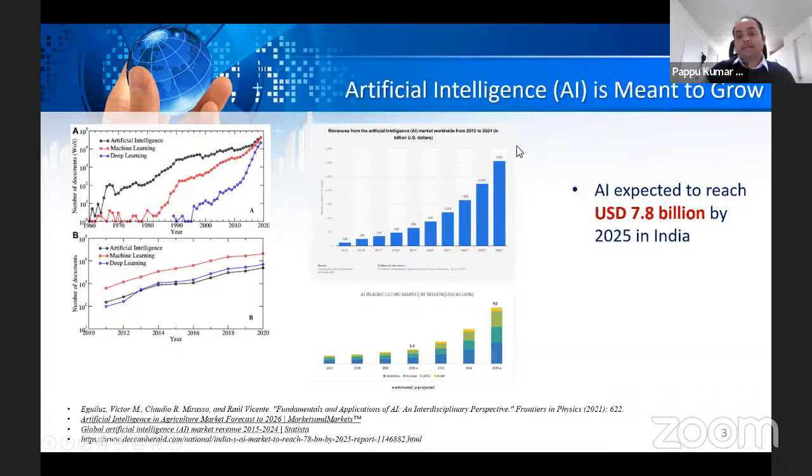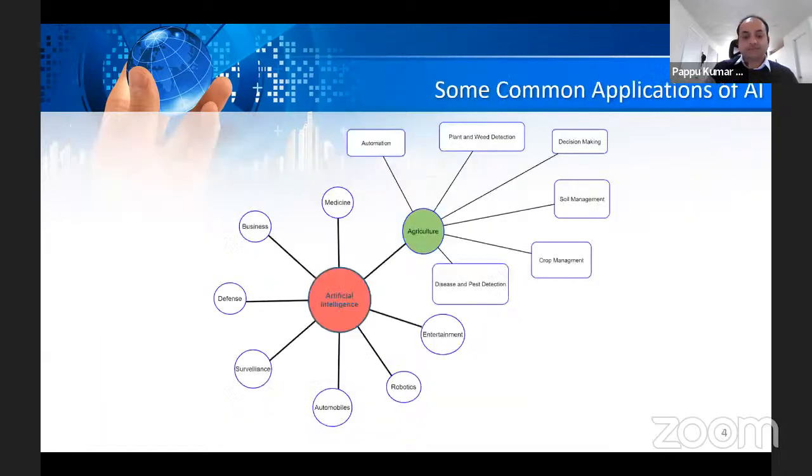The market value for AI worldwide, including all the disciplines, is more than $3,000 billion by 2026. By 2024, similarly, AI in agriculture is going to be more than $4 billion simply for agriculture. When it comes to India, AI, including all the aspects, is going to be more than 7.8 billion by 2025. So that's the market value for AI-based technologies.